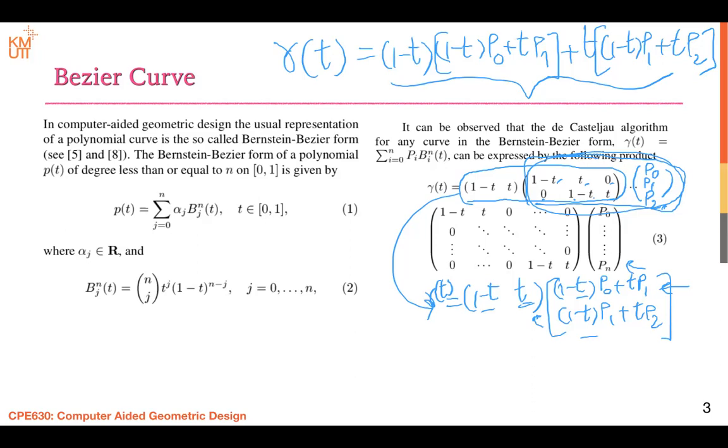So how can we generate this matrix? How can we generate this matrix? Have you finished writing this one? So I will clear this screen.